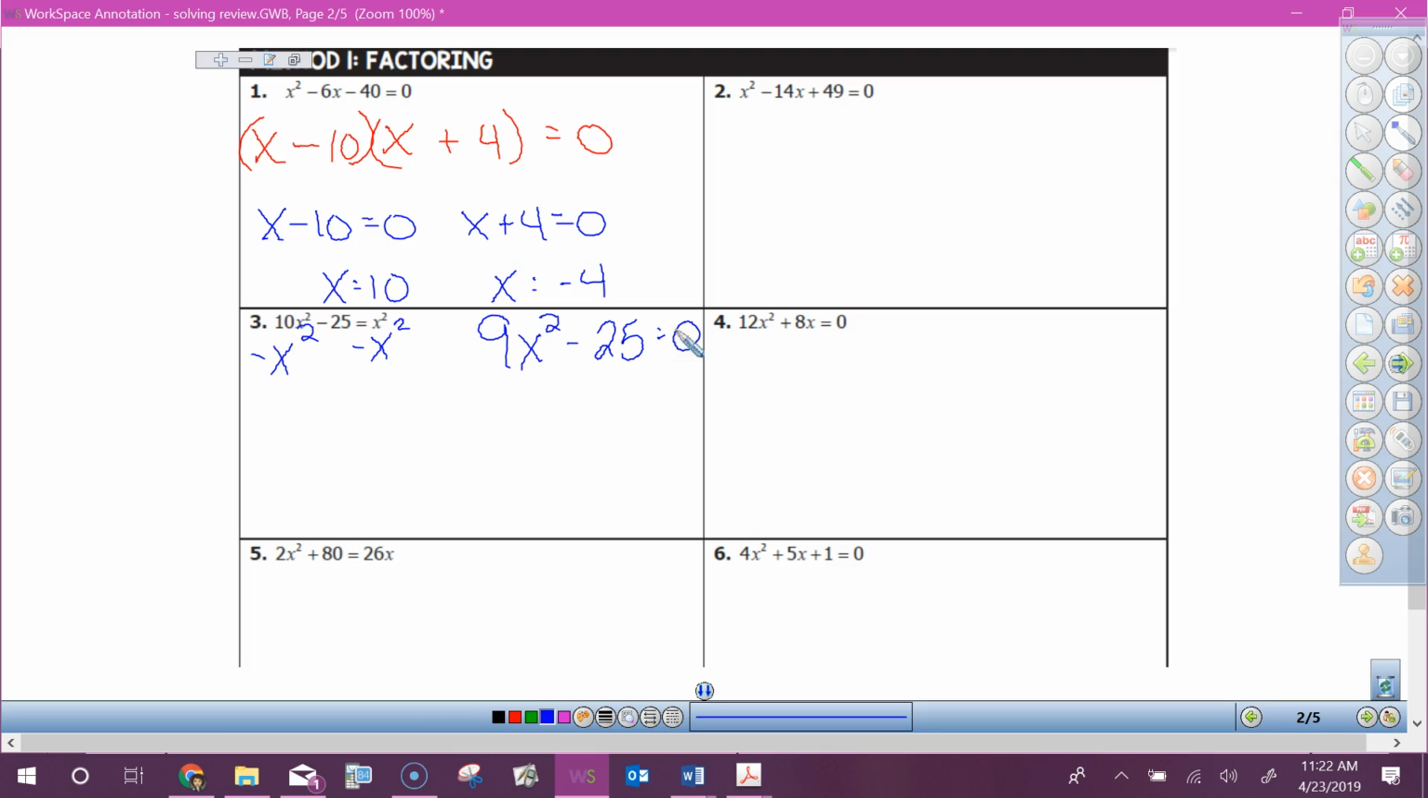No. But do I have 2 perfect squares? I have perfect squares, so that tells me that I should be able to factor this. How am I going to get to 9x squared? 3x and 3x. How am I getting to 25? 5 and 5. And then if there's no middle, what do I have to plus and minus? There you go. Okay. So if I'm going to solve this, I've got 3x plus 5 equals 0.